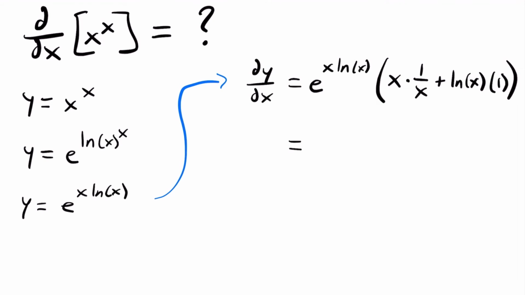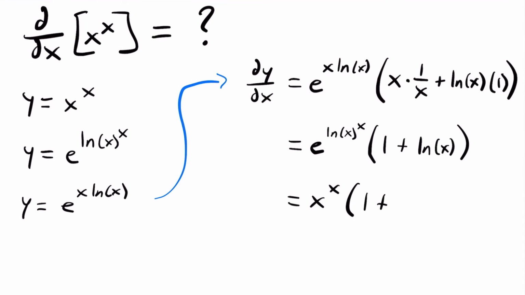So this will be equal to e, and I'm actually going to move this x back up as an exponent using our properties of logs. So we'll have e to the natural log of x to the power of x, and then that's going to be multiplied by x times 1 over x, which is just 1 plus the natural log of x. And now we can simplify this term by canceling out e and the natural log to go back to our original form from the beginning. So we will have that this is equal to x to the power of x times 1 plus the natural log of x. And that is our derivative dy dx in this case.